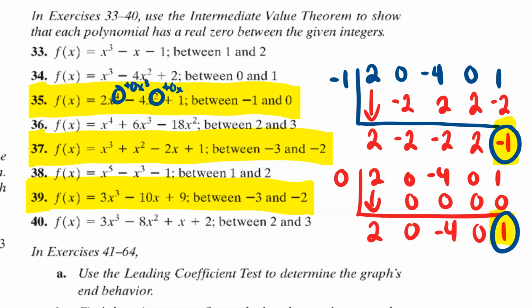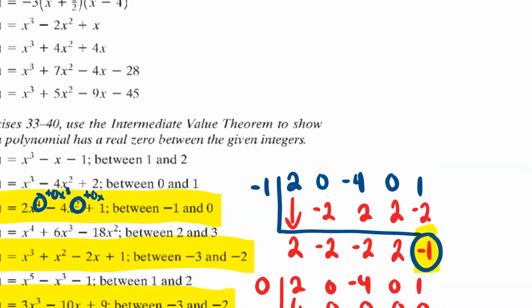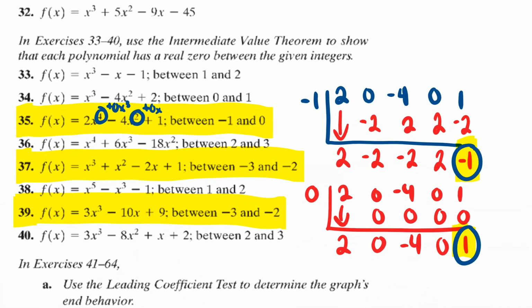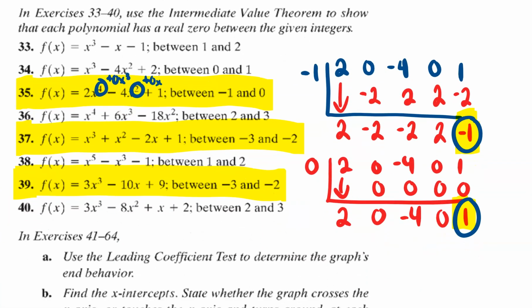All right, so back to the intermediate value theorem. Since one of these values was negative and the other one was positive, it must cross the x-axis somewhere between those two numbers, which means there is a 0 or a solution between -1 and 0. All right, so you're going to do that same thing on 37 and 38. Basically, just sub in, and one of them better be negative and one of them better be positive to show that there is a 0 between the two of them.